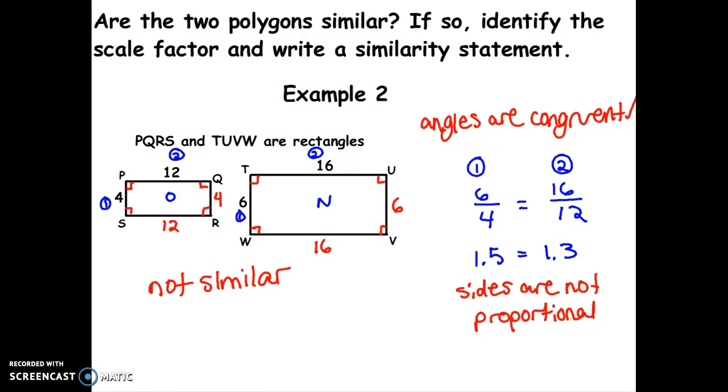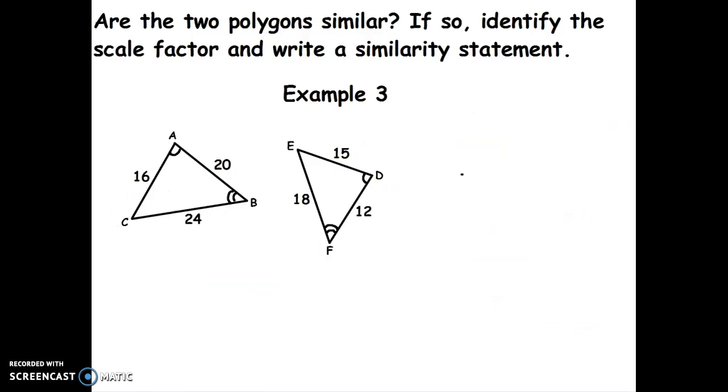All right, let's move on to example 3. All right, so we have to take a look and see if the polygons are similar. So let's first look at our angles. So I see that we have one angle marked as congruent and we have another angle marked as congruent. Well, that will automatically tell us that the other angles would have to be congruent as well. And that's simply because all of the angles in a triangle add to be 180. So our angles are congruent. Okay, so check that off.